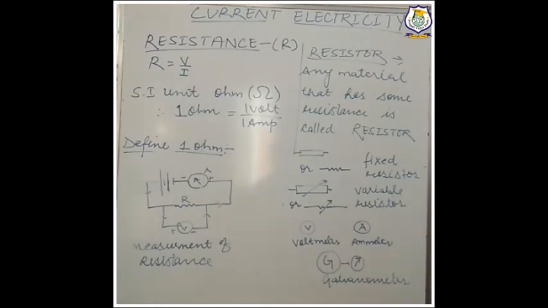Now look at this circuit. I have drawn a very simple circuit here. From here we can easily measure the resistance. How? We can have the value of voltage V, and we can have the value of I with the help of the ammeter. When the ammeter is connected, it will read the value of I. And what is the formula of R? R is equal to V upon I. So we can have the value of resistance also.